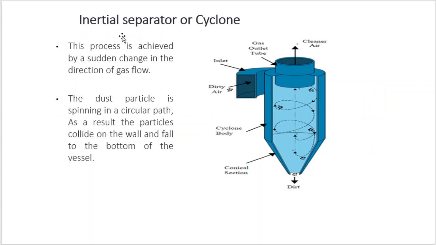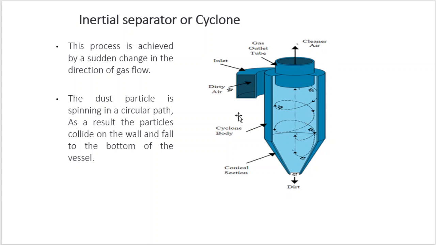Next one is the inertial separator or cyclone. Let's see how this works. This process is achieved by a sudden change in the direction of the gas flow. The dust particles spin in a circular path. As a result, the particles collide with the wall and fall to the bottom of the vessel.